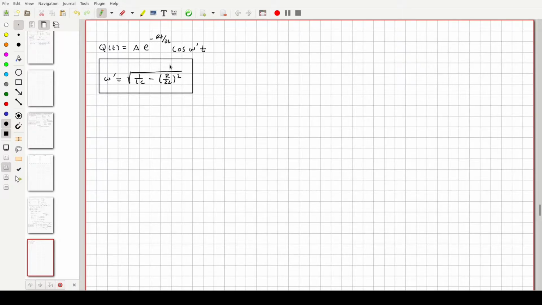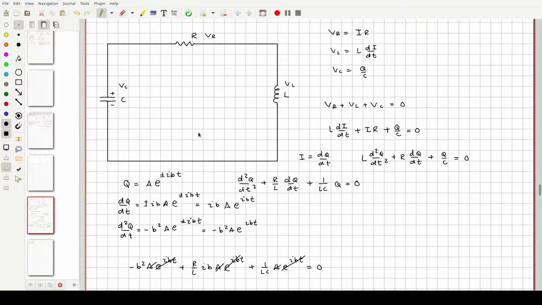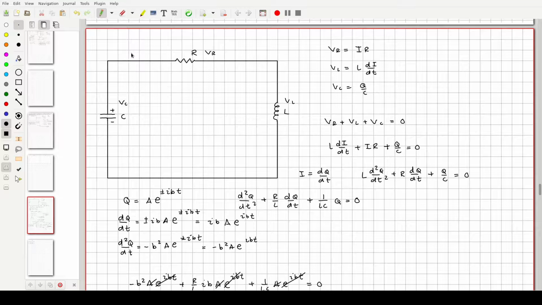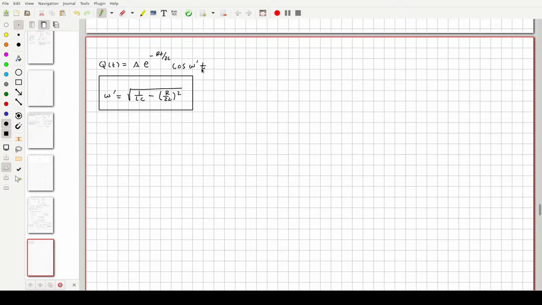I would like to point out though, if you look over here, just like normal, when we start off, when we close our switch, our capacitor is fully charged. So if I look over here and I put in t is equal to 0, note the fact that at the very beginning I should have maximum charge Q naught.